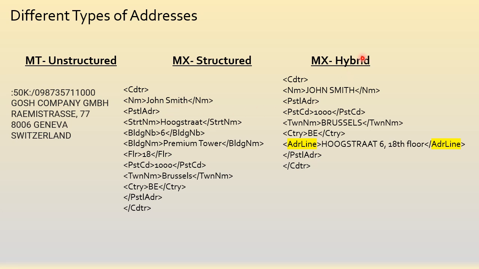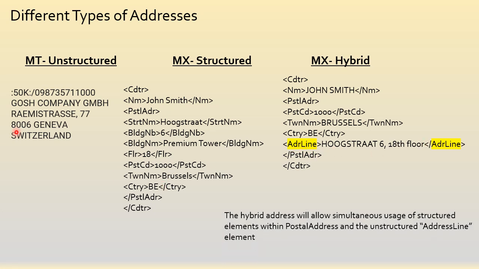So if you look at the hybrid, you still have the postal address, but within this, you have only the town name and the country as the mandatory ones. Everything else you can pack as unstructured under the ADDR line as before. So it uses the simultaneous usage of structured elements within the postal address and unstructured address line. So the postal code, town name, country are the structured part of it, and the ADDR line is where you can put in all your unstructured address elements.